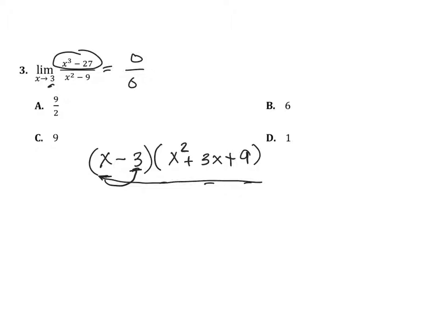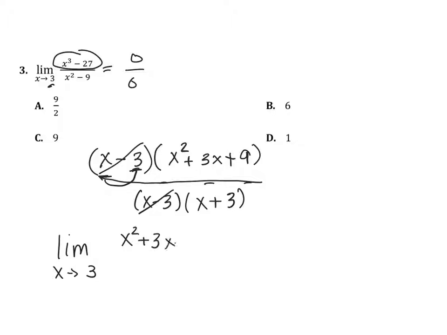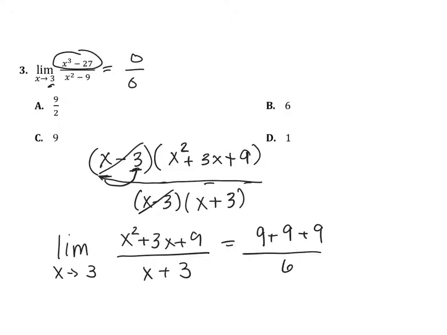Now on the bottom, that's the difference of 2 squares, x minus 3 times x plus 3. And here, those are going to cancel. Now that we've factored and canceled, we go back and reevaluate that limit. We're reevaluating x squared plus 3x plus 9 over x plus 3. If we plug in 3, it looks like we have 9 plus 9 plus 9 over 6, is it? So 27 over 6, which is 9 halves.